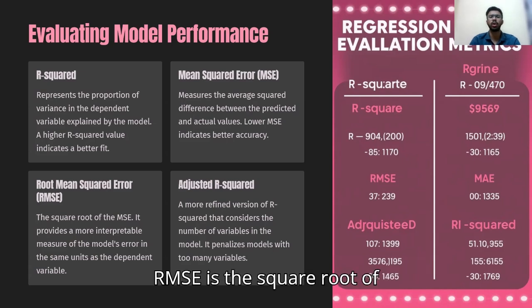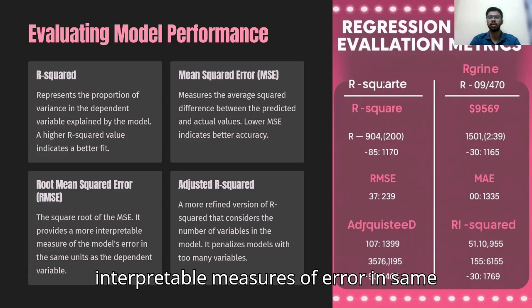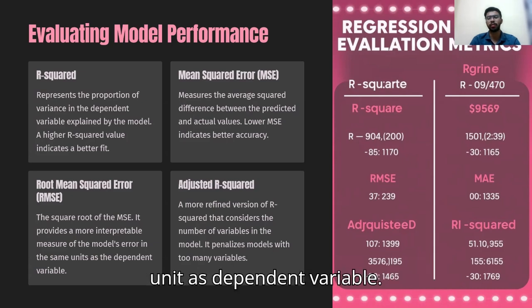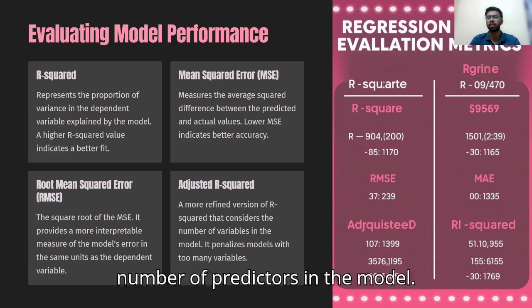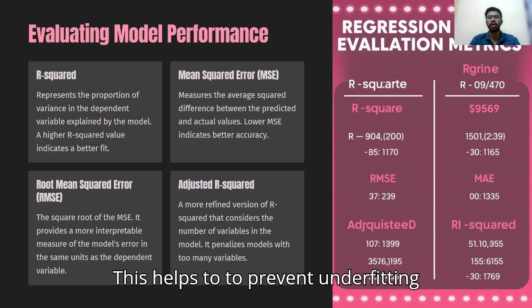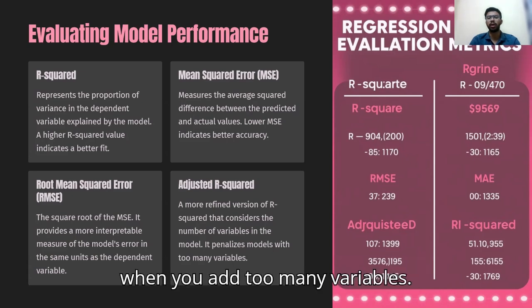RMSE is the square root of MSE and gives you an interpretable measure of error in the same unit as the dependent variable. Finally, adjusted R squared considers the number of predictors in the model. This helps to prevent overfitting when you add too many variables.